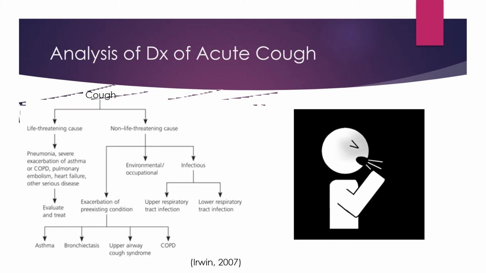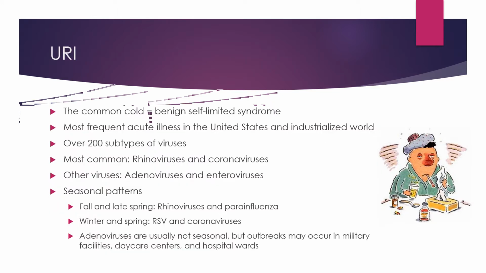Okay, so once we've ruled out all of our life-threatening causes, we're going back to our algorithm. Now we need to look at our non-life-threatening causes. So upper respiratory infection is usually referred to as the common cold and is considered a benign self-limiting syndrome.